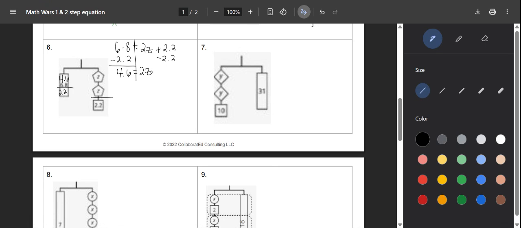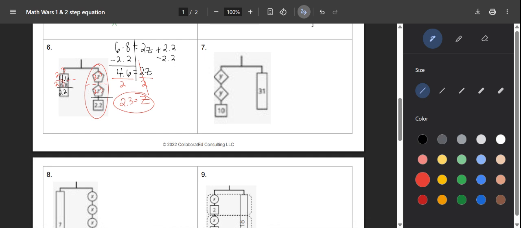What did we do? Well, we took 2.2 off. Now I know that 2z's are equal to 4.6, so I'm going to cut this in half, which means I cut that in half. So I would divide by 2, divide by 2. 2 divided by 2 is 1, I get a z. 4.6 divided by 2 is 2.3. Z is equal to 2.3. If I wanted to make sure I was correct, I could go back just like at the beginning and plug in a 2.3 here and make sure that all of this adds up to the original 6.8.